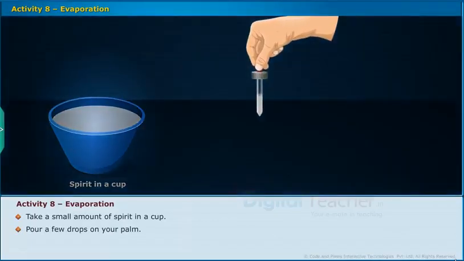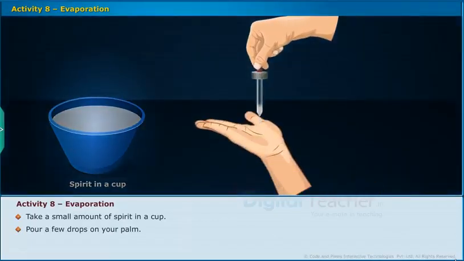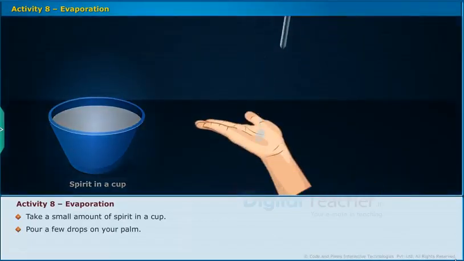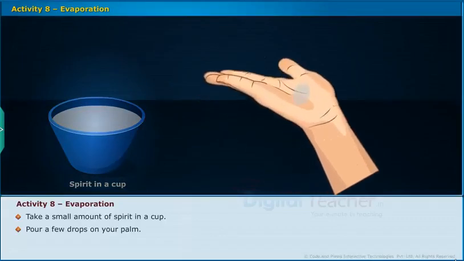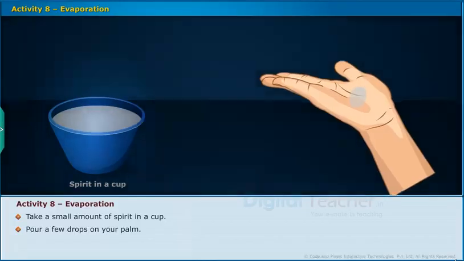Perform an activity for evaporation. Take a small amount of spirit in a cup. Pour a few drops on your palm. Your palm feels coldness. Let us see why this happens.